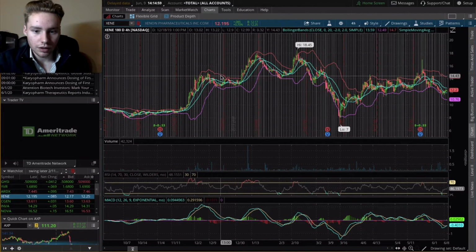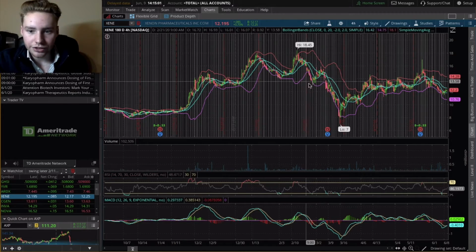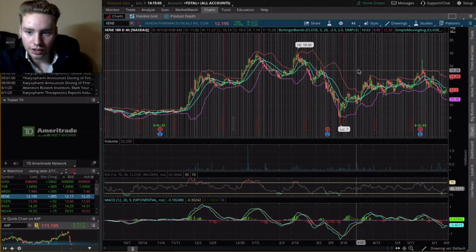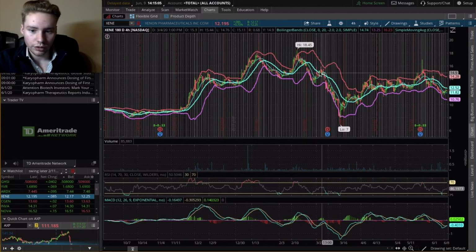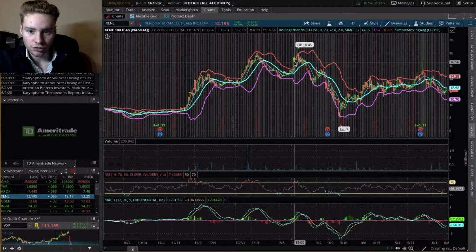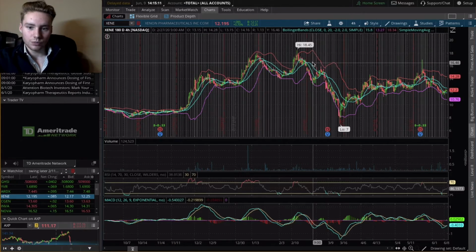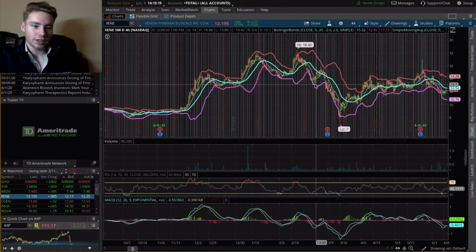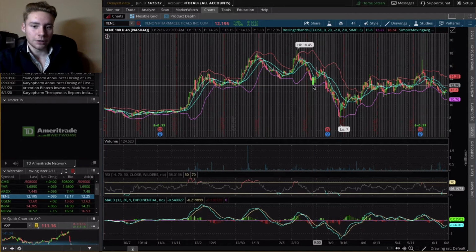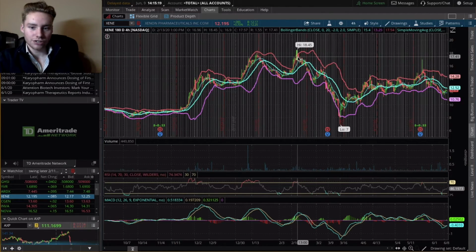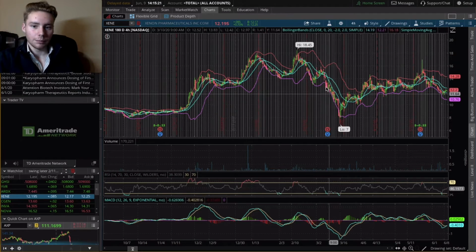Whereas a move up with lower volume isn't going to be as strong. So something like this, for instance, right in here, you can see that this is a move up, but this is a dead cat bounce. It's in a general downtrend here, but it still gets a nice little bounce before a larger move down.